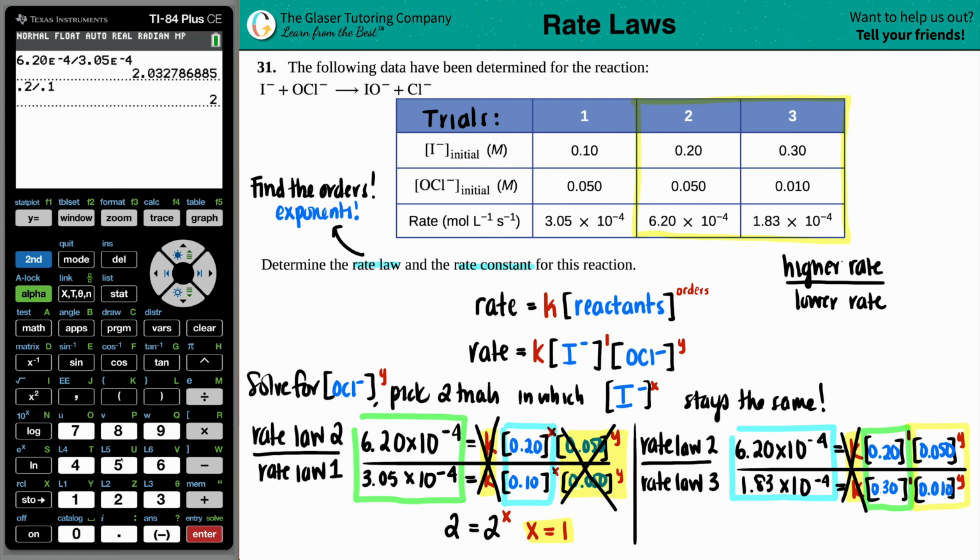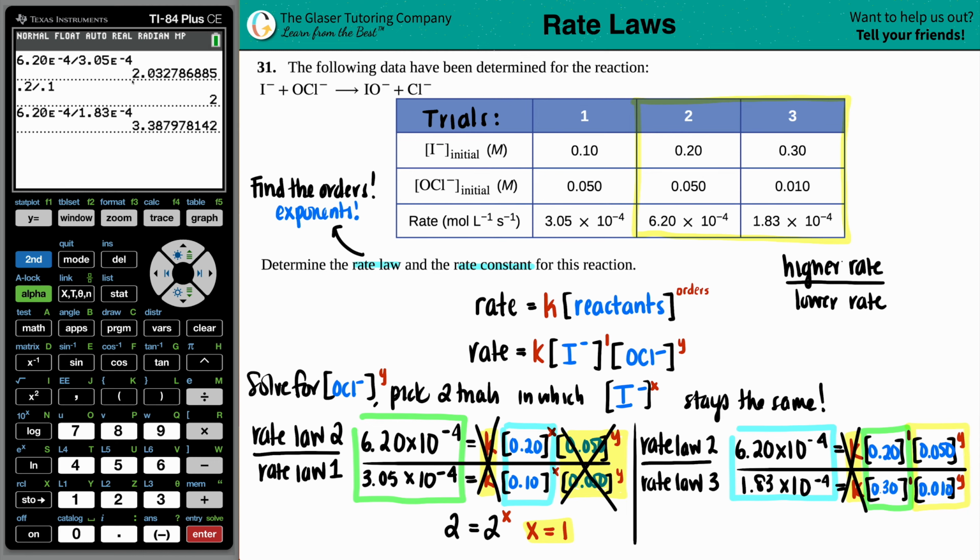So let's go from left to right. 6.20 times 10 to the negative 4th divided by 1.83 times 10 to the negative 4th. And you get 3.38 or 3.39. Now this number is not close to 3, right?